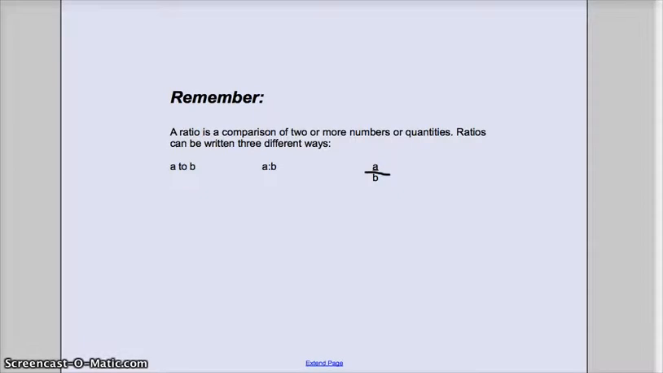Okay, so a ratio is a comparison of two or more numbers or quantities. Ratios can be written in 3 different ways. You can write a ratio with the word "to": A to B. A colon B, which you would also read as A to B, and you can also write them as a fraction. And again, you would read that A to B.